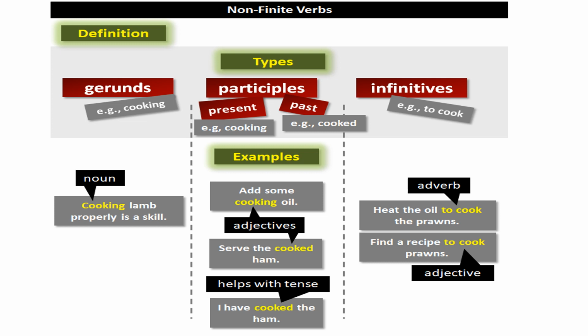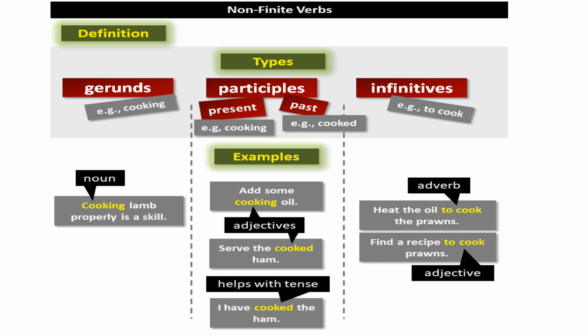Types of non-finite verbs. Gerunds. Example, cooking. Cooking lamb properly is a skill. Here cooking is a noun. Participles, present and past. Cooking and cooked. Add some cooking oil. Serve the cooked ham. Here cooking and cooked are adjectives. I have cooked the ham. Have is the main verb here and it is a finite verb.